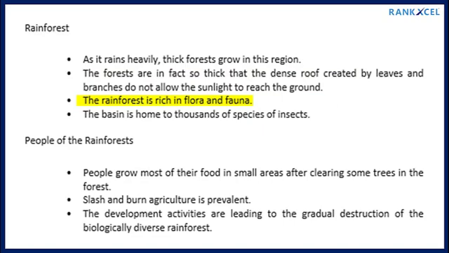The rainforest is rich in flora and fauna. The basin is home to thousands of species of insects. People of the rainforests. People grow most of their food in small areas after clearing some trees in the forest. Slash and burn agriculture is prevalent. The development activities are leading to the gradual destruction of the biologically diverse rainforest.